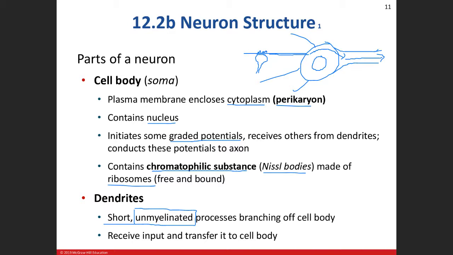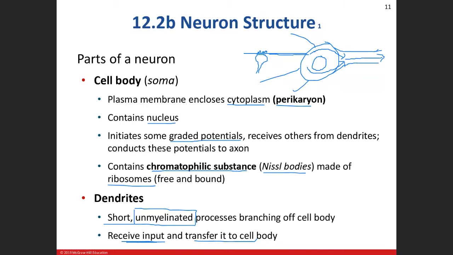So dendrites, their job is to receive input that comes from maybe another neuron or from a receptor. It's a real simple job, and it transmits that information to the cell body. That's all it has to do. So it receives the input, sends it to the cell body, and it's like, I'm done. That's what I did. My job is done. Now it's the cell body's responsibility to get that input all the way to the axon hillock.